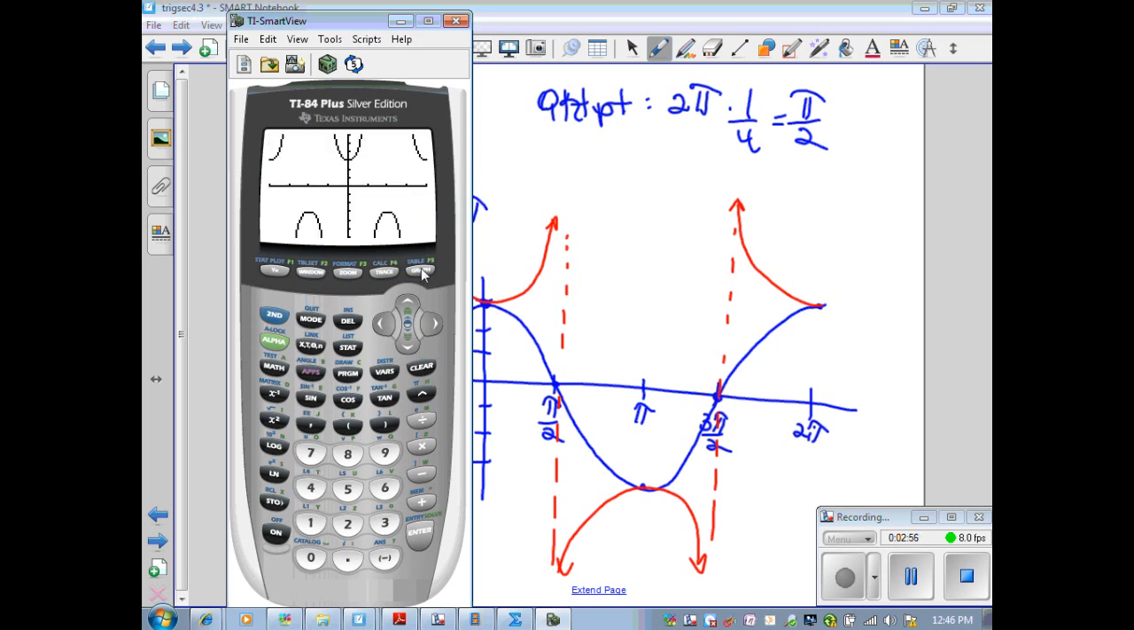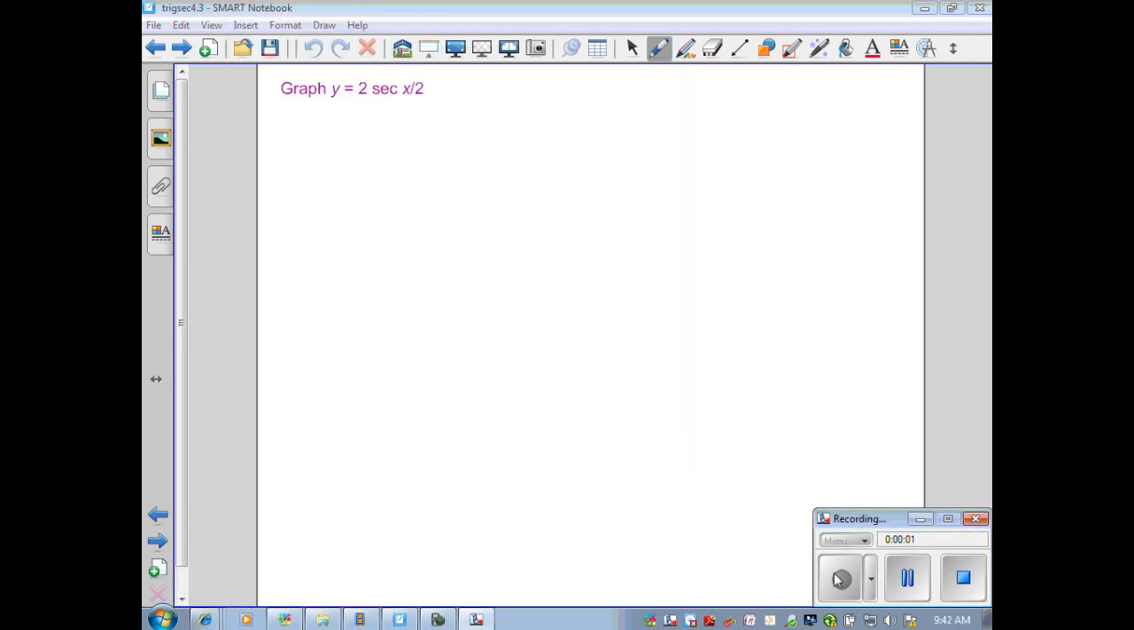I graph, and then I check a solution, and I'm going to try a pi, and we should get a negative 3 to make sure that we're correct. Second, pi, enter, and I get a negative 3. Therefore, my graph is correct. Our next example, y equals 2 secant x over 2, really is y equals 2 secant 1/2 x.